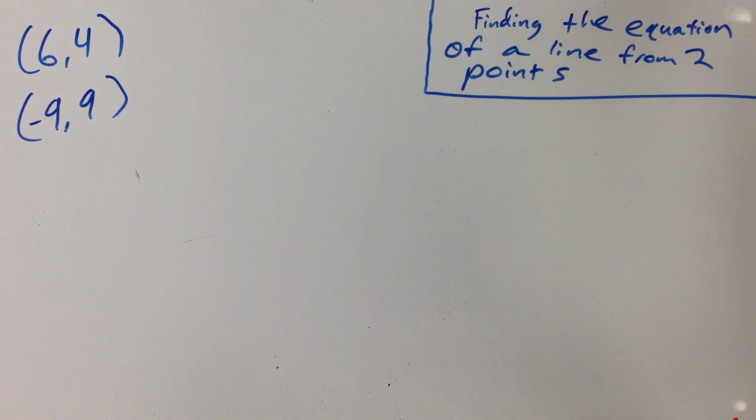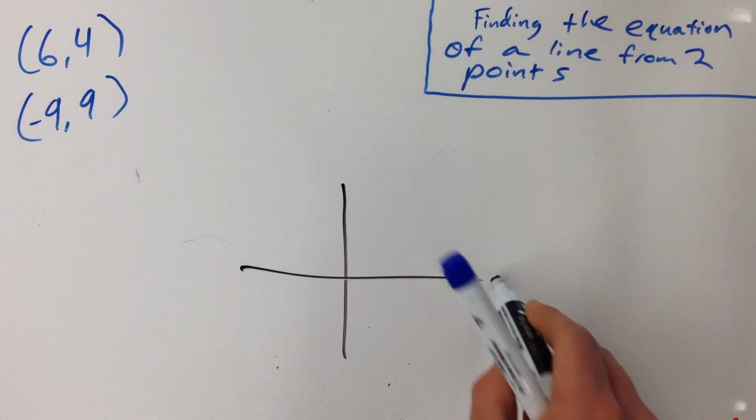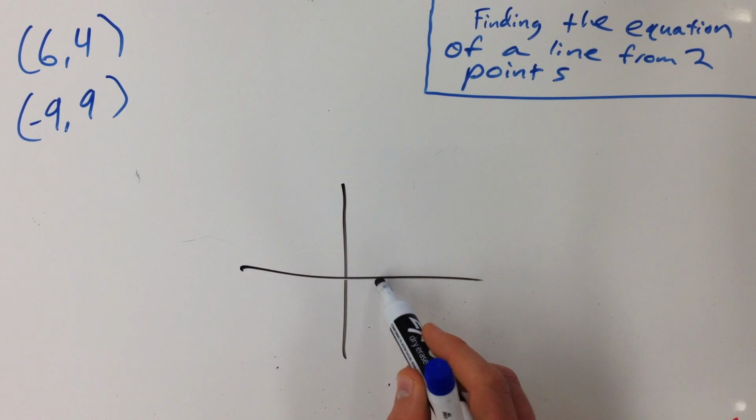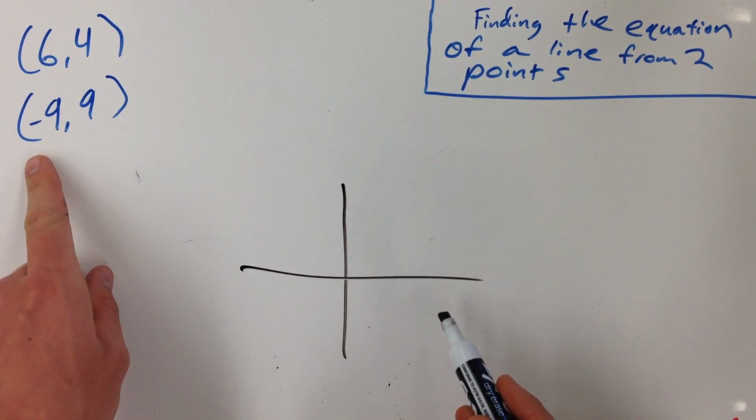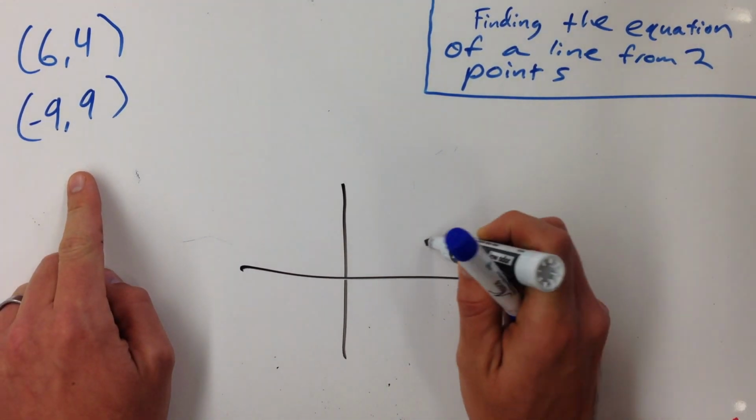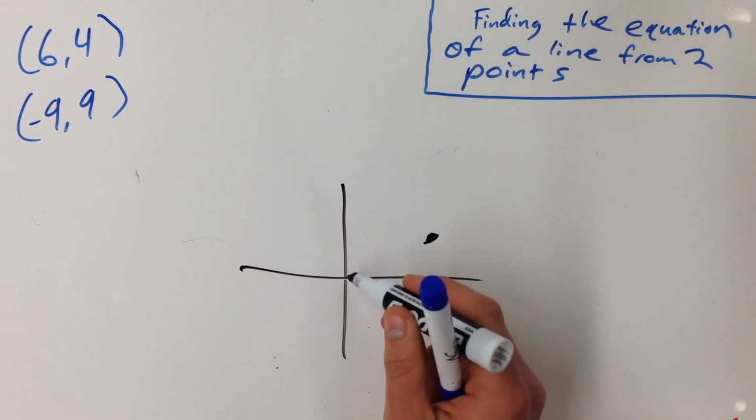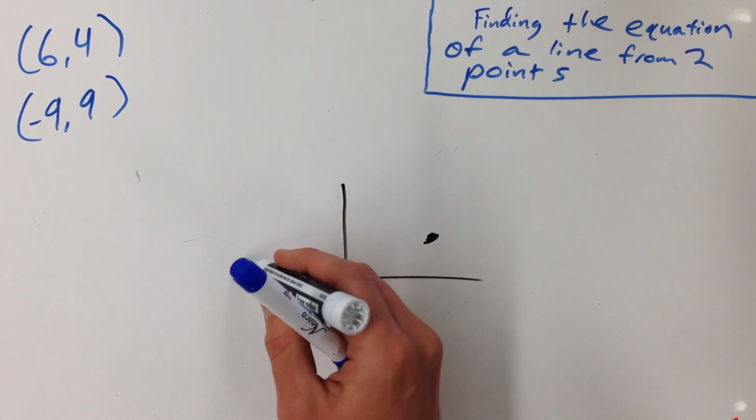So what I want to do here is find the equation of a line from 2 points. I've got these 2 points. If you can just imagine them, (6, 4) is about like this. It's over 6 and up 4. (-9, 9) is back 9 and up 9. Didn't really make a dot there, huh?